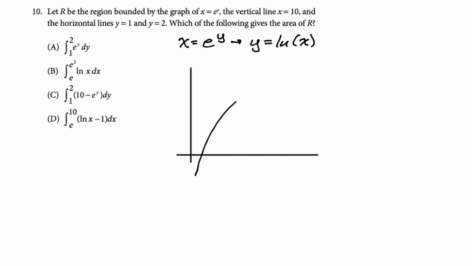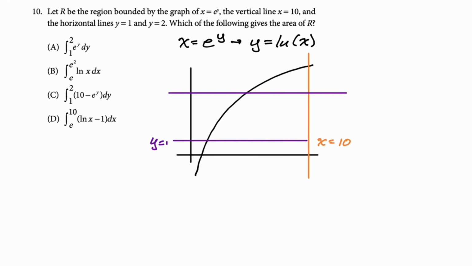So that's what I'm really going to graph. I'm going to set up some axes. There's my natural log of x. Now I also need to graph the vertical line x equals 10, and I need to graph the horizontal lines 1 and 2. So there and there. That's 1, that's 2. Now what does our region look like? It's this thing.